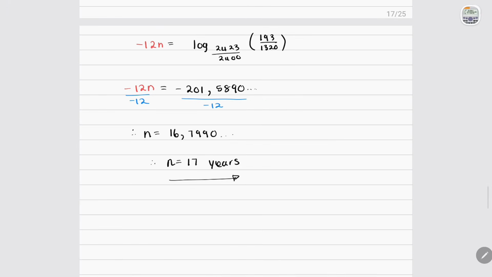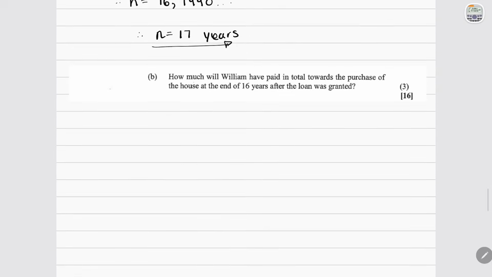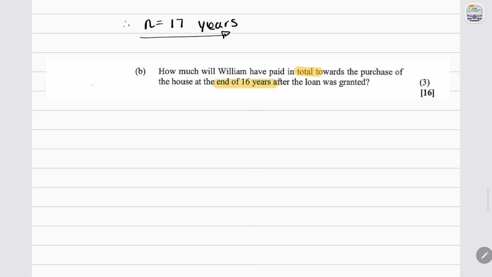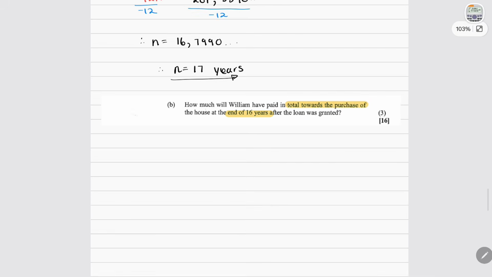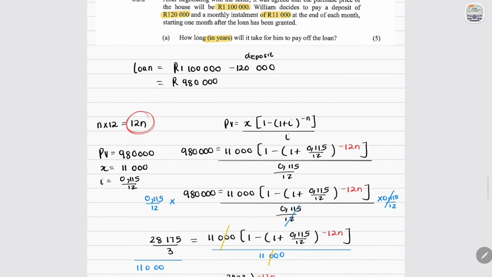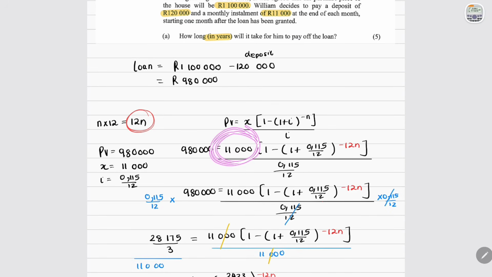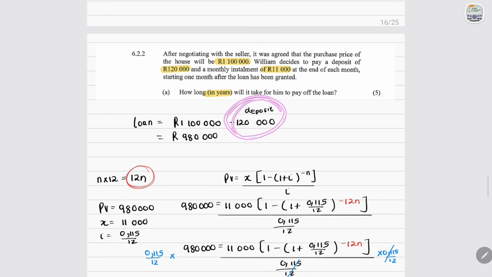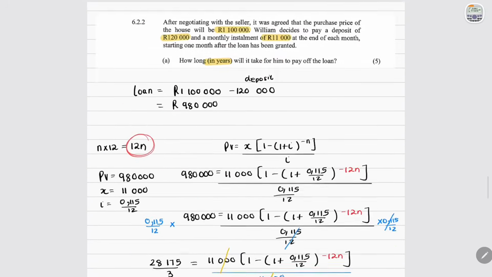Okay, so that is it for that question. Moving on to the next question. The last question says, how much will William have paid in total towards the purchase price of the house at the end of 16 years after the loan was granted? Okay, so at the end of 16 years. So they want the total amount that he paid towards the house. They're not saying for the loan alone, okay? The entire amount he paid for the house. So remember that this info was updated. We're now working with he is paying 11,000 every month, okay? And then we also look at the fact that his deposit was 120,000, not this previous amount that we had.